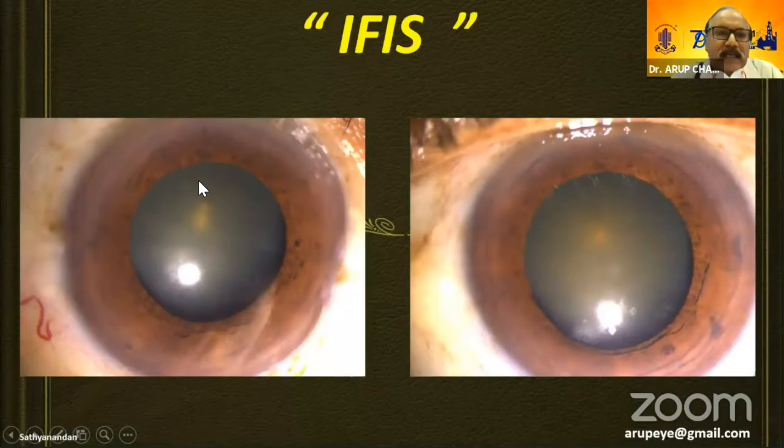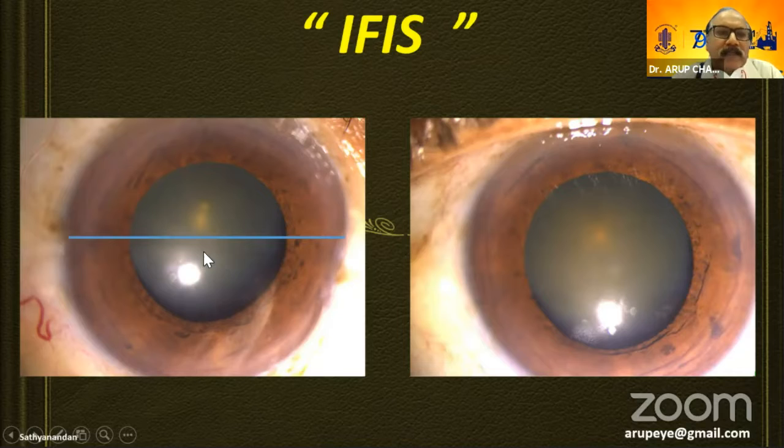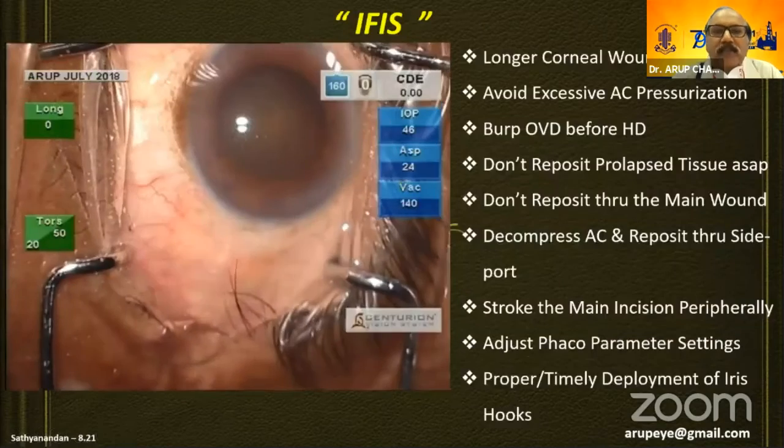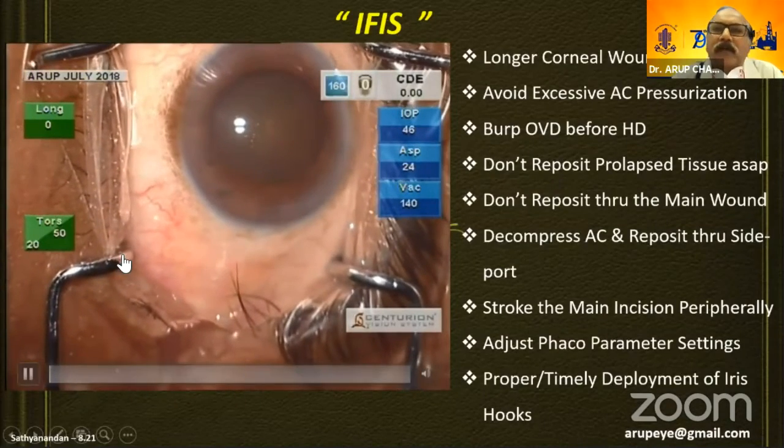Let us say this case, I'm going to show you this particular case. The limbal diameter, and this is the maximum dilated pupil diameter. The ratio of this is 0.58. That's 58%, which is less than 60. So this patient might develop IFIS during the surgery, so I took him up for surgery.